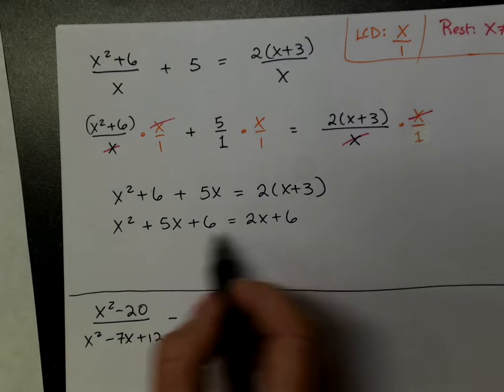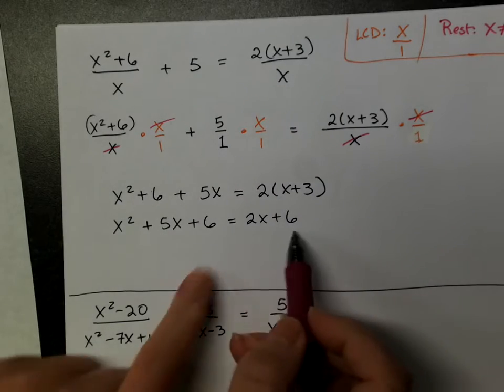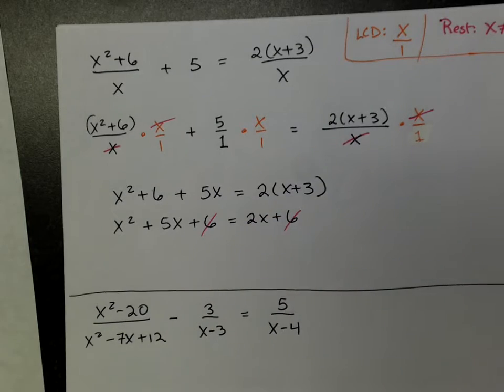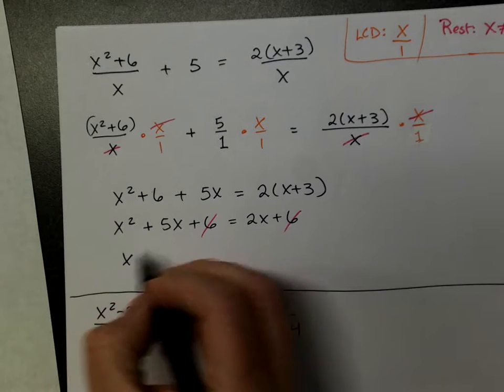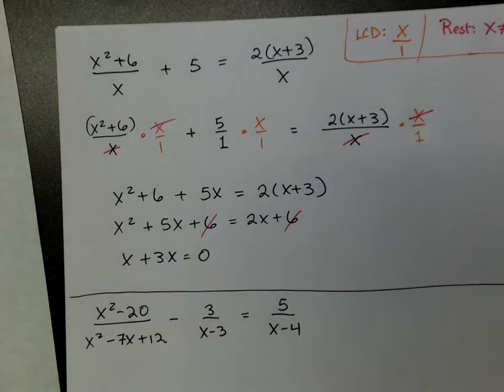I'm going to minus 2x and what happens when I minus 6? Yeah, that's like an apple on each side of the scale, so I can just cancel that out. So minus 2x would give me x squared plus 3x equals 0.